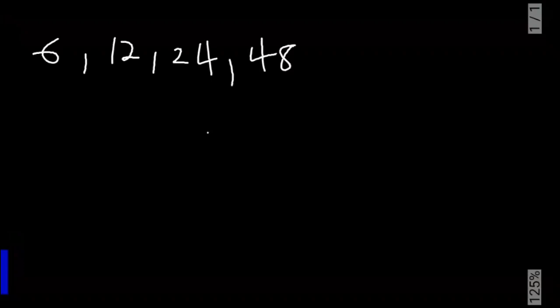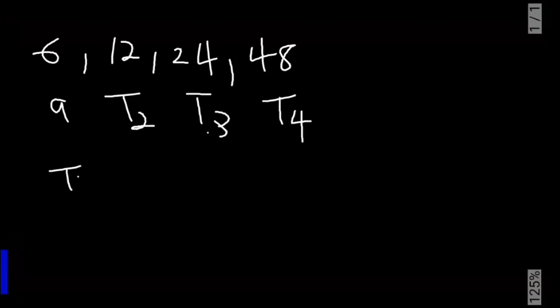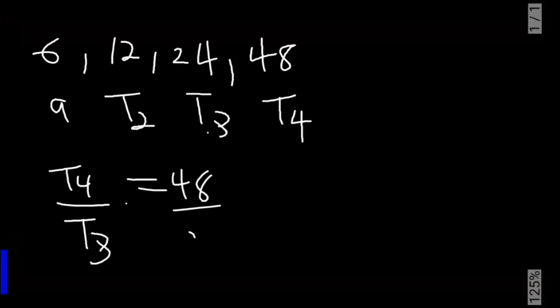Let's say we have this sequence: 6, 12, 24, 48. I said if we pick a term and the term preceding it, their ratio is a constant. We have our first term, second term, third term, and fourth term here. Let's pick the fourth term, 48, and our third term, 24. Their ratio is 2.